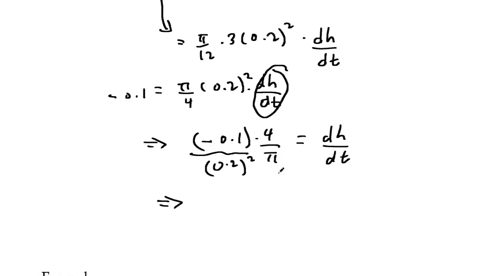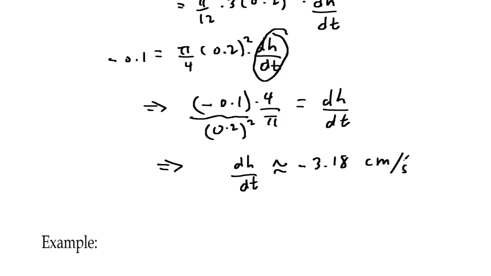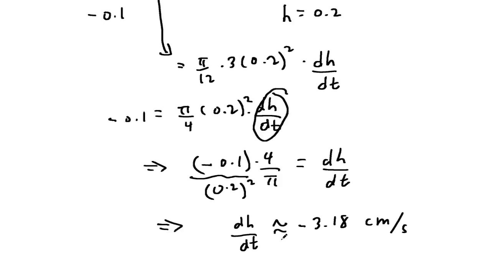And you can plug this into a calculator. It's approximately minus 3.18 centimeters per second. So that's how fast the height is changing when h equals 0.2. It's about minus 3.18 centimeters per second.